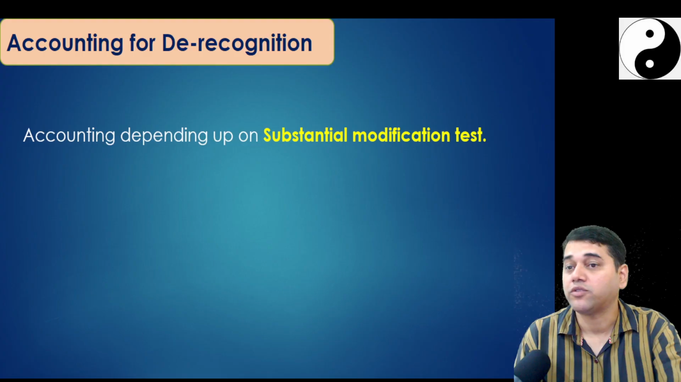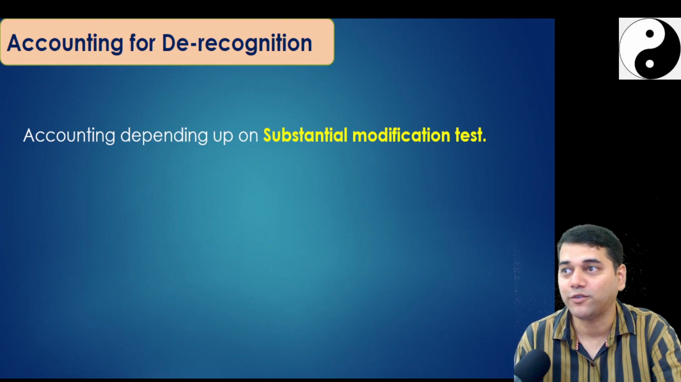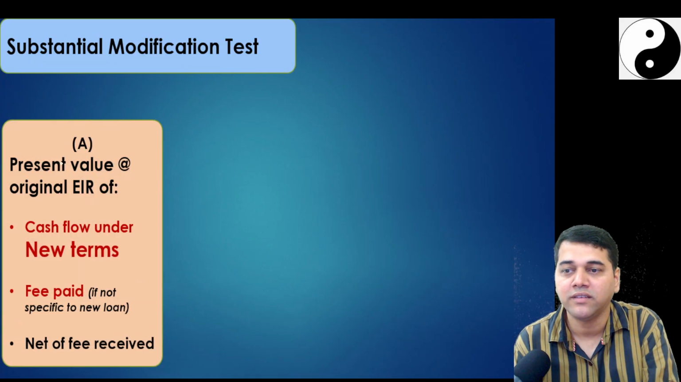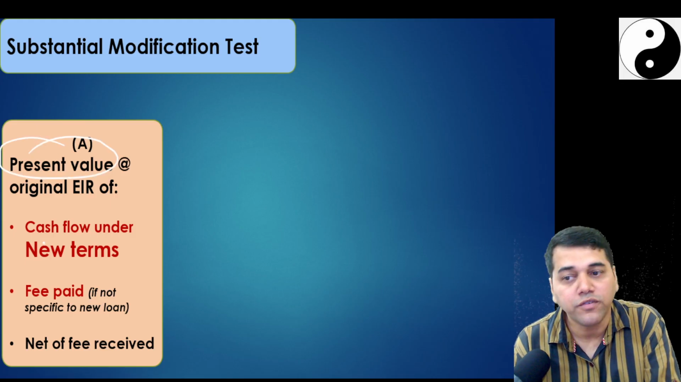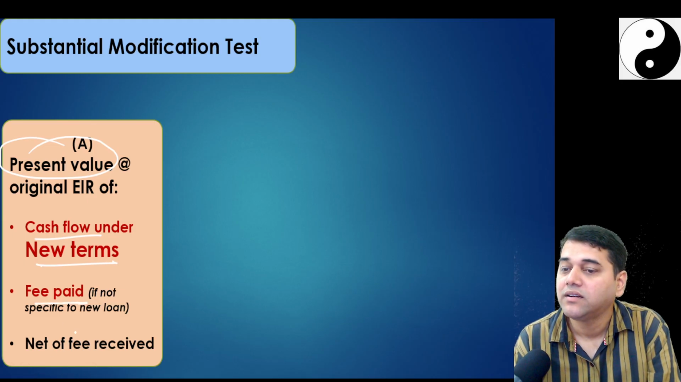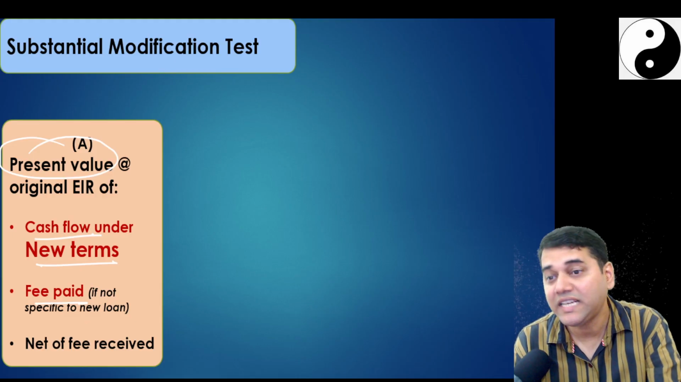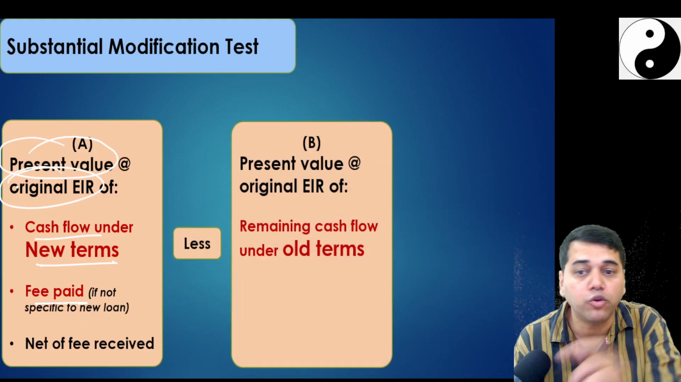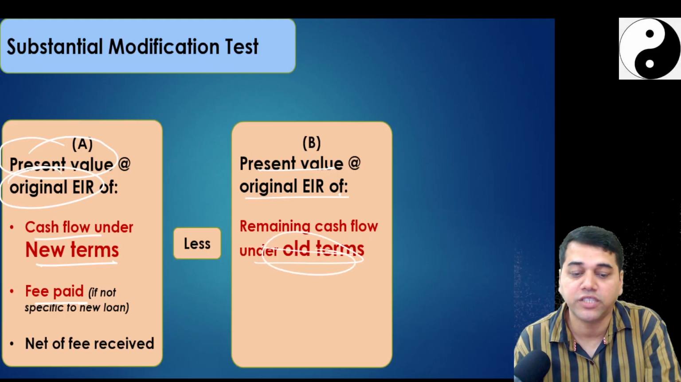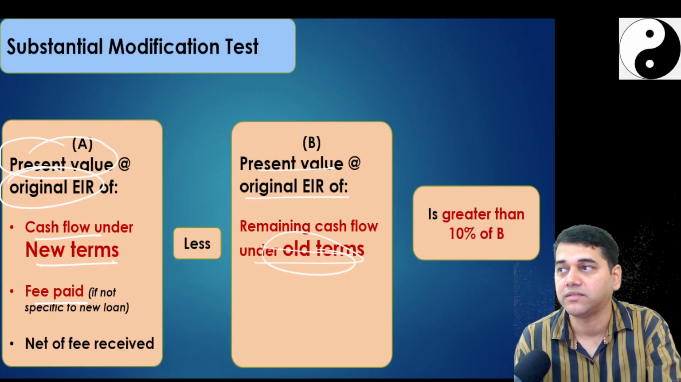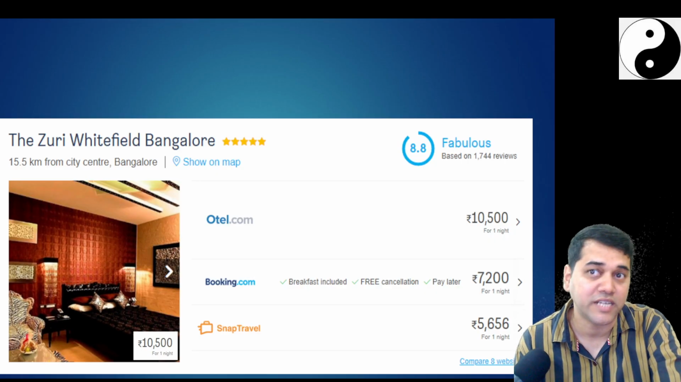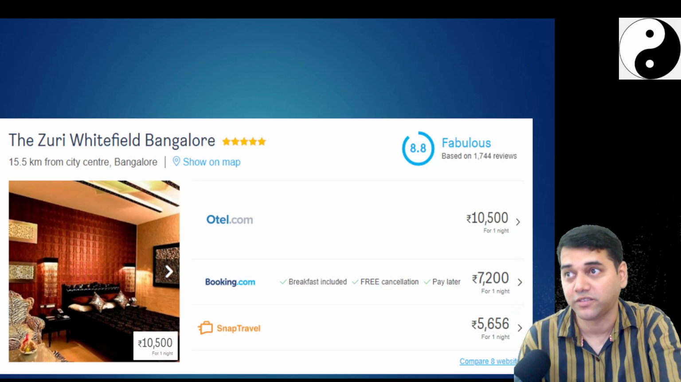So the modification test. I will explain the modification test better now so that you appreciate it with an example. Substantial modification test: the equation goes like this. Present value of cash flows under the new terms, plus a fee paid if not specific to the new loan, at the original EIR, because you have to compare apples to apples, versus the present value of the existing cash flows under old terms at the original EIR, should differ by more than 10%. This is called a substantial modification. You have to answer me to understand what this substantial means.